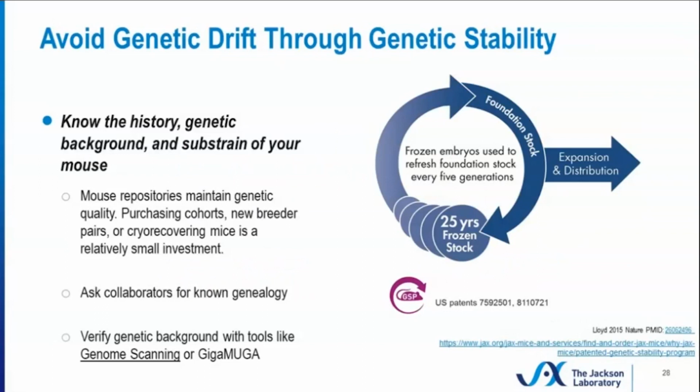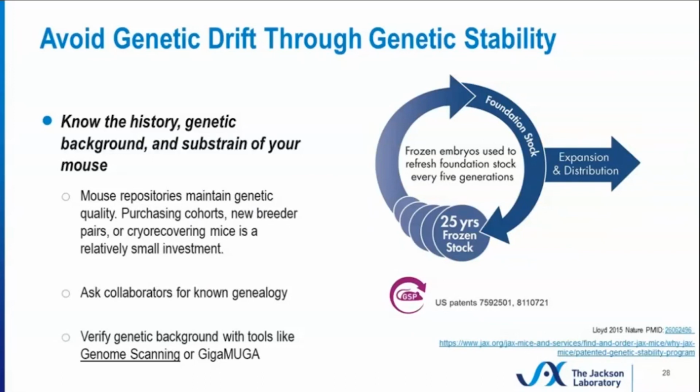Now you can avoid genetic drift or any kind of unnecessary drift that happens in your colony through genetic stability. One way is to know the history and the genetic background and substrain of your mouse. Having good pedigree records, knowing the genetic quality is definitely critical when you're taking mice from a collaborator. But one way is you can go to mouse repositories like the Jackson Laboratory. All repositories should maintain genetic quality. Purchasing cohorts, new breeder pairs, or cryo-recovering mice is a relatively small investment in the long run.